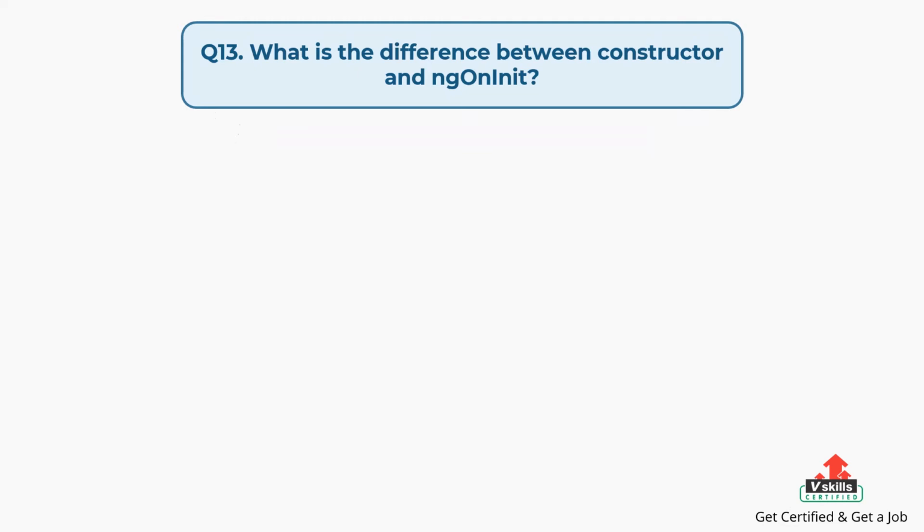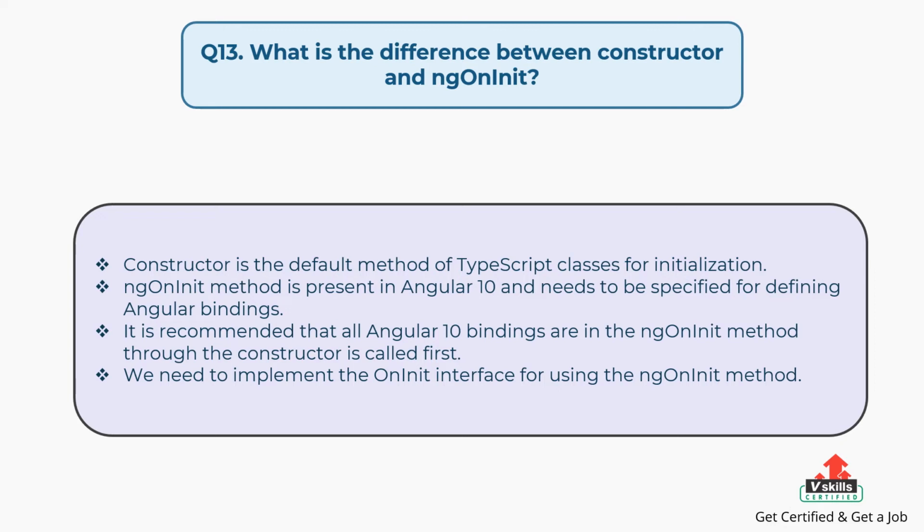Question number 13, what is the difference between constructor and ngOnInit? The answer is: constructor is the default method of TypeScript classes for initialization. The ngOnInit method is present in Angular 10 and needs to be specified for defining Angular bindings. It is recommended that all Angular 10 bindings are in the ngOnInit method, though the constructor is called first.